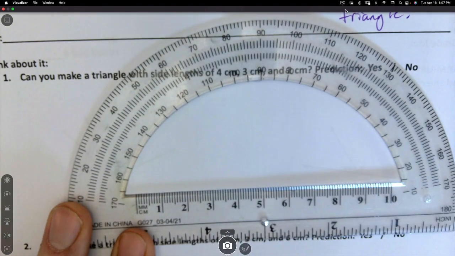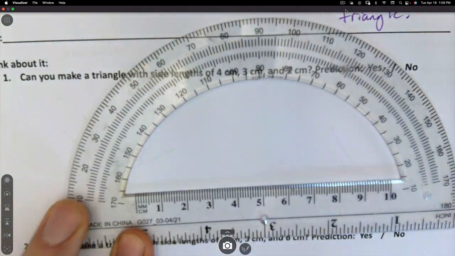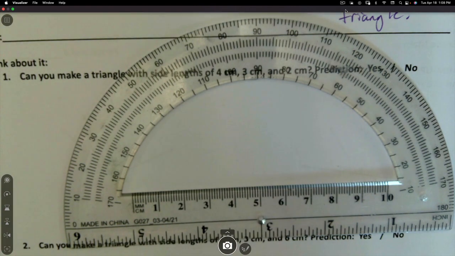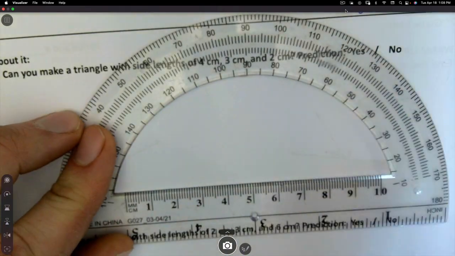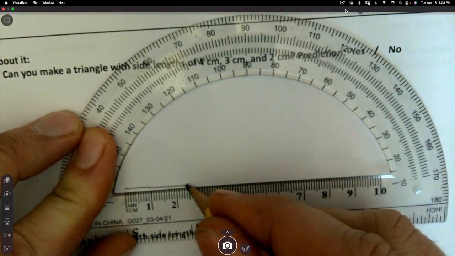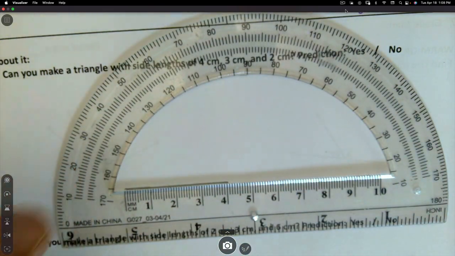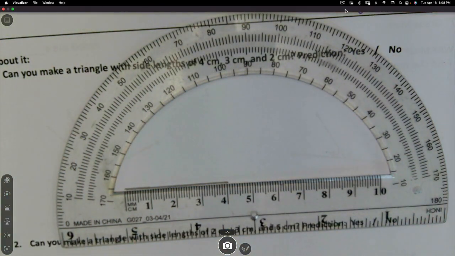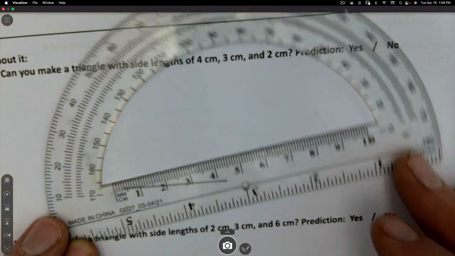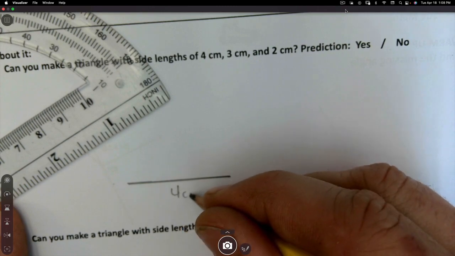Start off with your 4, and I'm going to use a pencil too. Draw from 0 to 4 centimeters. Make sure you have the side that's centimeters, not inches. You might have to flip it. The next side that I want is 3. I'm going to label this 4.